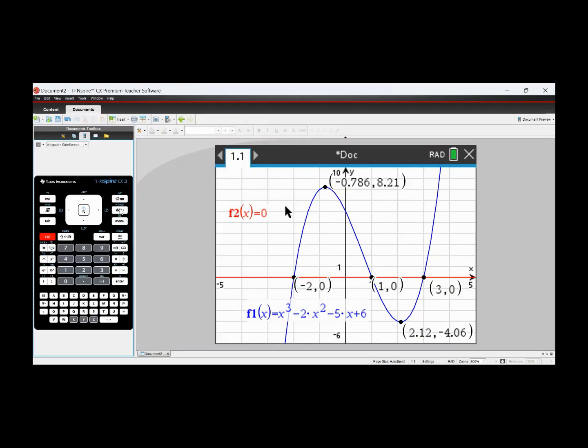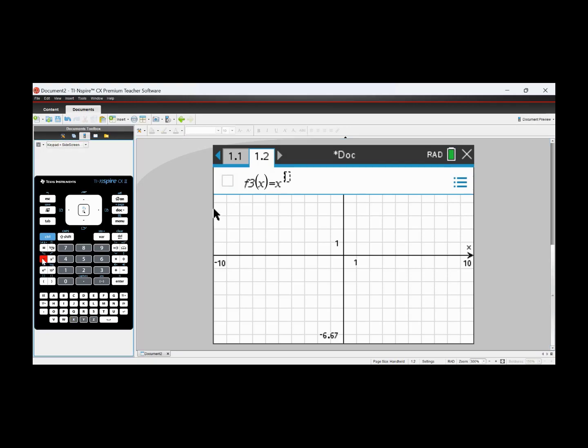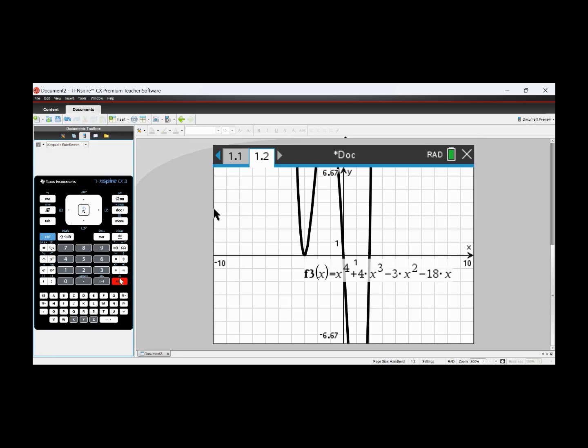I'm going to add a new page. It's another calculator page. My function this time is x raised to the 4th, get out of my exponent, plus 4x raised to the 3rd, get out of my exponent, minus 3x squared, minus 18x, hit enter.